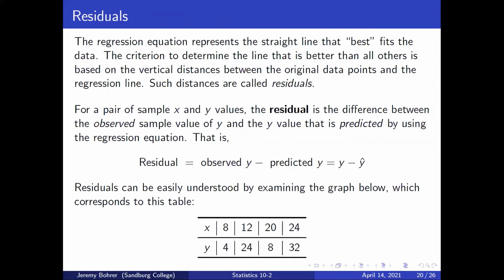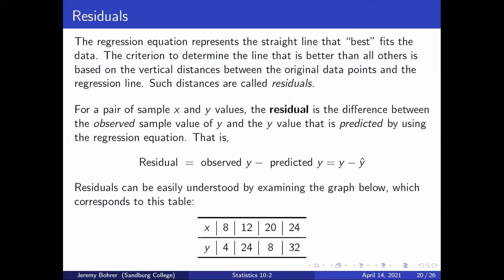The regression equation represents the straight line that best fits the data. The criterion to determine the line that is better than all others is based on the vertical distances between the original data points and the regression line. Such distances are called residuals. For a pair of sample x and y values, the residual is the difference between the observed sample value of y and the y value that is predicted by using the regression equation. That is, residual equals observed y minus predicted y equals y minus y hat.